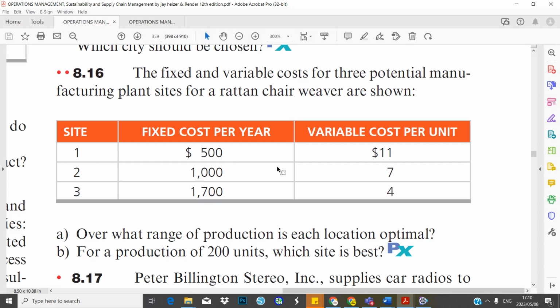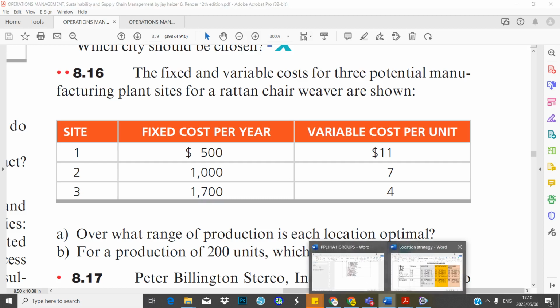The question is, over what range of the production is each location optimal? In other words, they are just asking in terms of the production that we have, which production will make these locations equally attractive, whether we go for location 1, location 2, or location 3, which one will make it attractive.